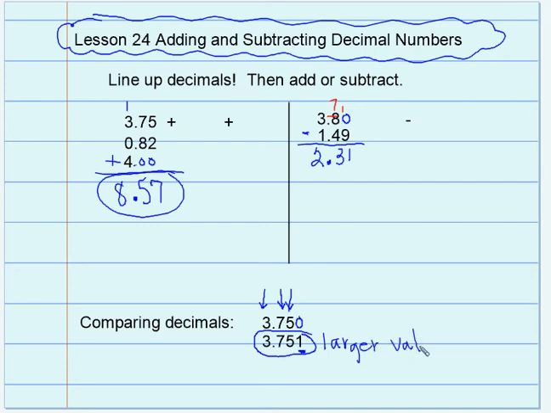You may want to make some notes that I didn't write down, but I maybe said something, like: line them up, put zeros as placeholders, compare place value. You may want to put those in your notes. But otherwise, this is lesson 24, and we are done. I will see you in class.